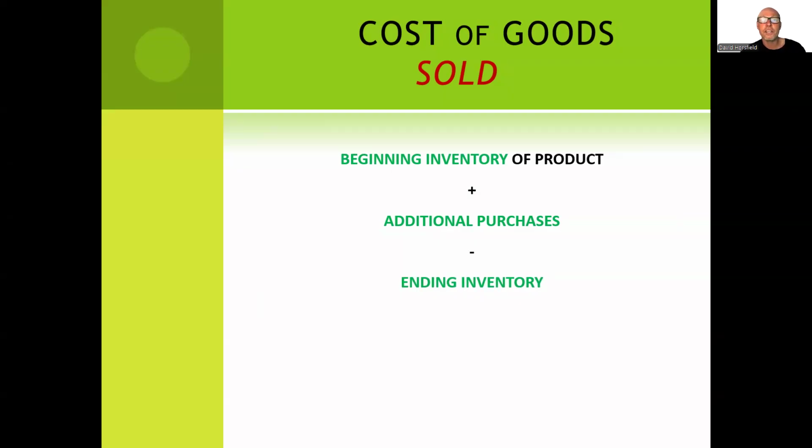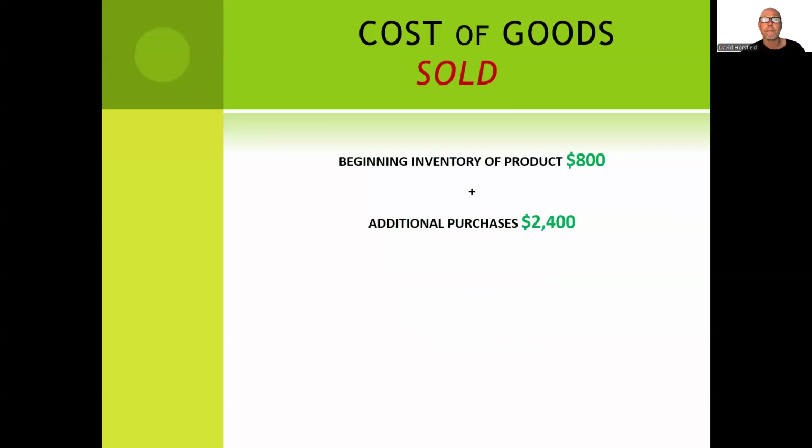And then we would know what additional purchases were made during that month or during that quarter. And at the very end of the quarter, or that month, we'd need to know what our ending inventory is. And from there, we can figure out this thing called cost of goods sold. Okay, cost of goods sold, or COGS, which is a really important number. We need it to figure out our profit, our gross profit.